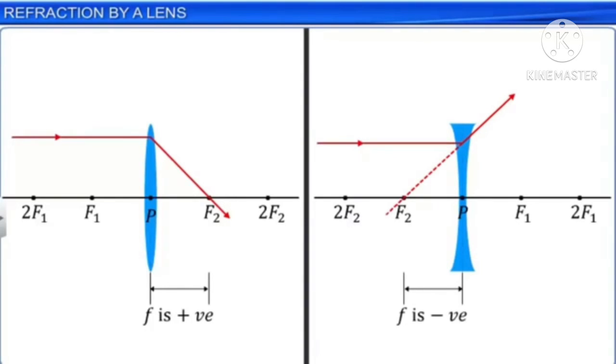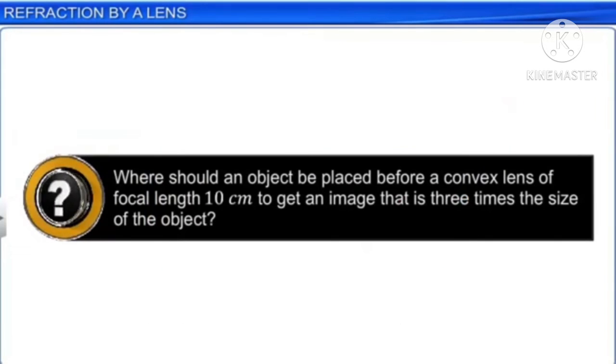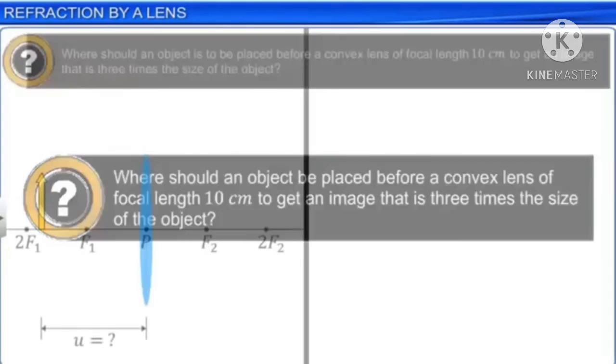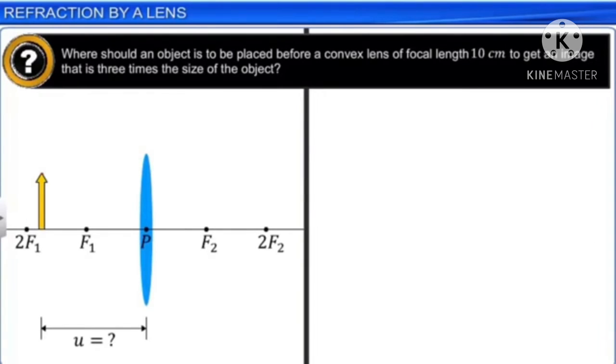Let us see how we apply sign conventions by solving the following example. Where should an object be placed before a convex lens of focal length 10 cm to get an image that is 3 times the size of the object? In this problem, it is given that f is equal to 10 cm and m is equal to 3. m is positive if the image is erect and negative if the image is inverted.